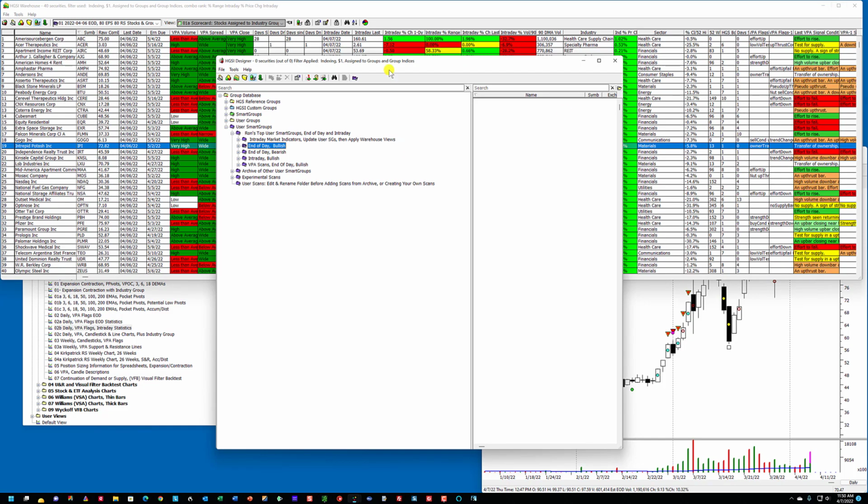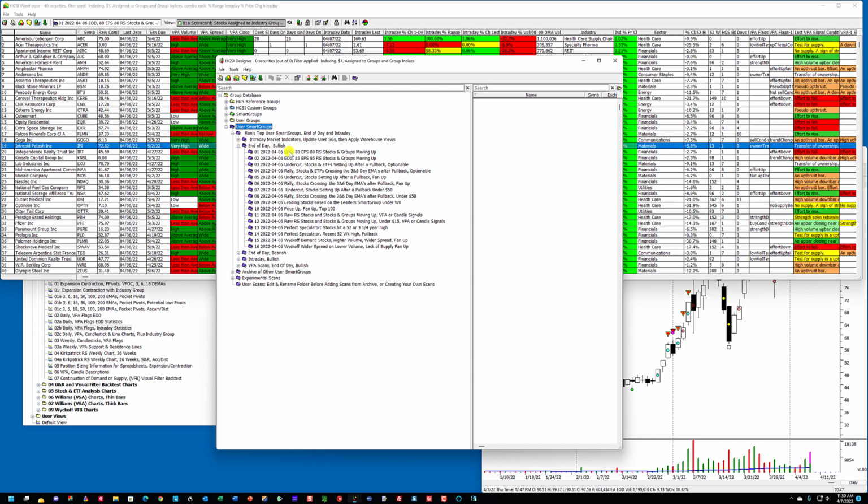But I want to concentrate on a couple of groups and explain to you why I built them this way and what they do. Now I'm going into my user SmartGroups. I'm in the end of day first, and there are two SmartGroups here that I'm going to show you. The first one is end of day 80 EPS rank and 80 RS rank. And then there's another one, 85.